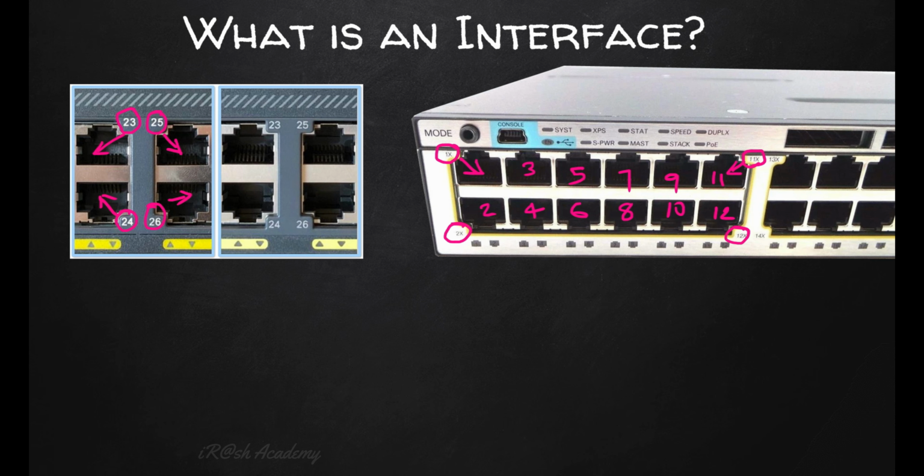Then again, the 13 is starting from here, so this is 13, then this is 14, because see here, this is the 14. Then it will go to 15, 16, 17, and 18, and so on. So this is how the interfaces are numbered. But this denotes only the number of the interface. There is no other information mentioned.